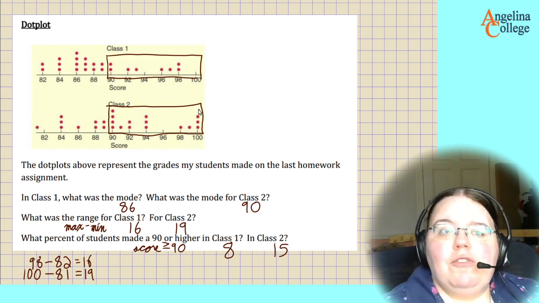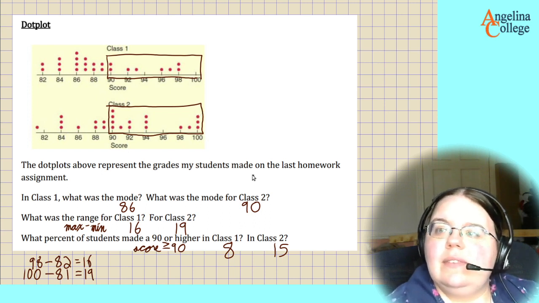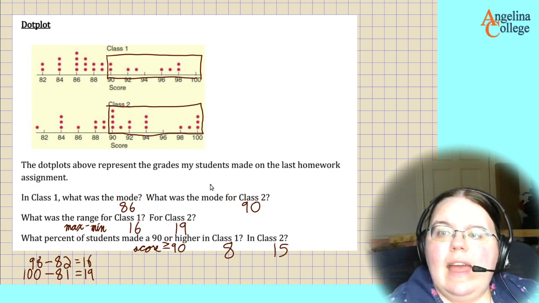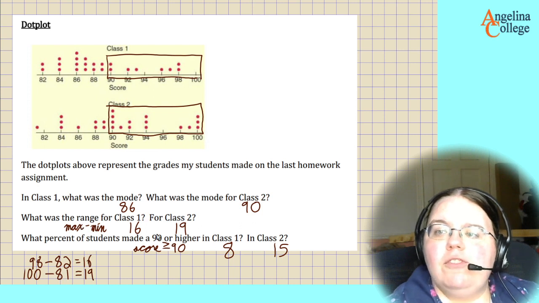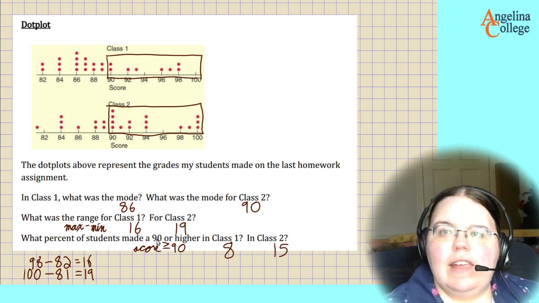And teachers actually do look at scores to compare things like this too. But so that is how you read a dot plot and how you use a dot plot to find the mode and the range and percents in particular subranges.